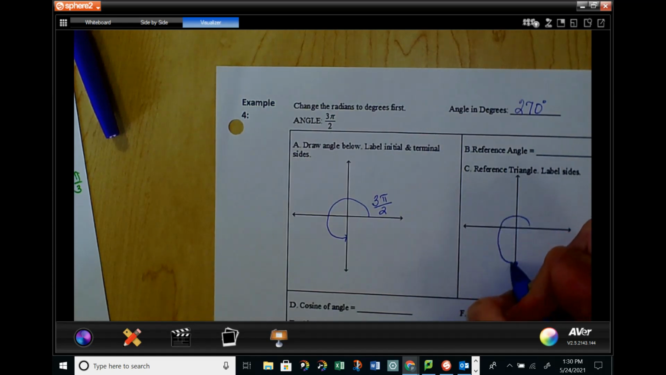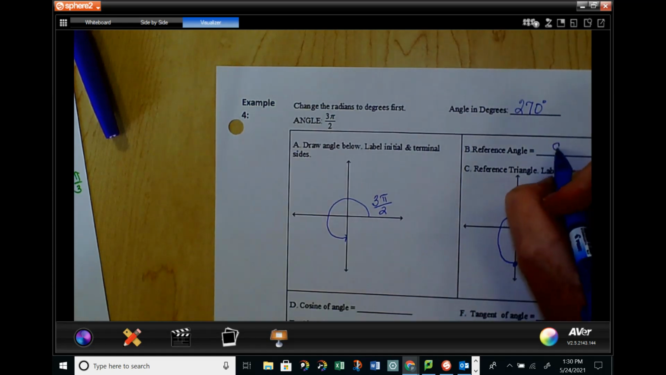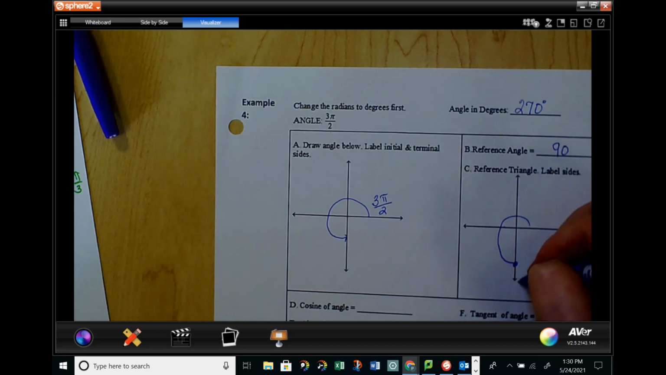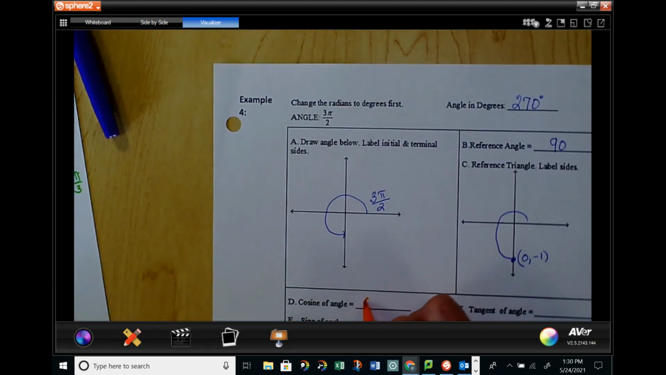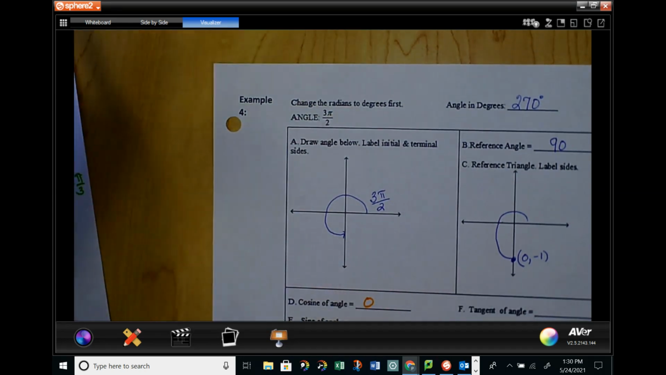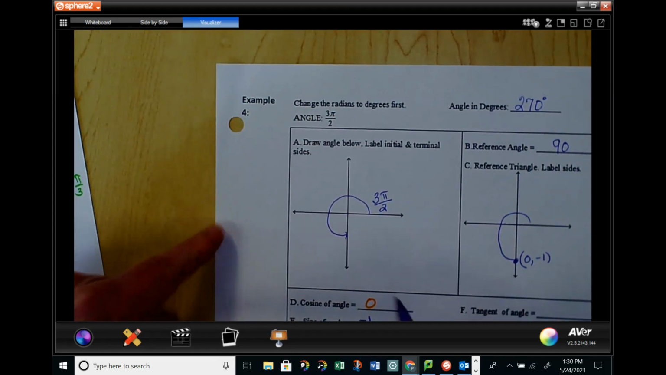And you're not going to have a triangle. And my reference angle is going to be 90 because it's on that y-axis. So my reference angle is 90. And this is 0, -1. So that's my point. So my cosine value is 0. And my sine value is -1.